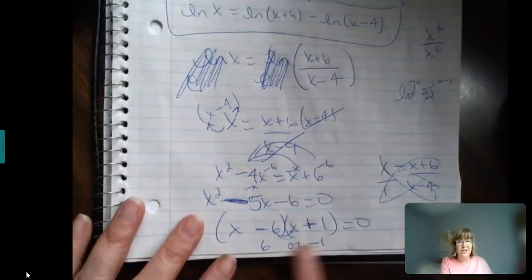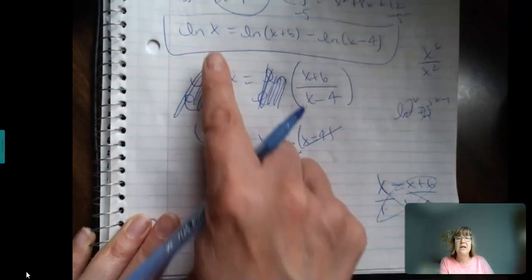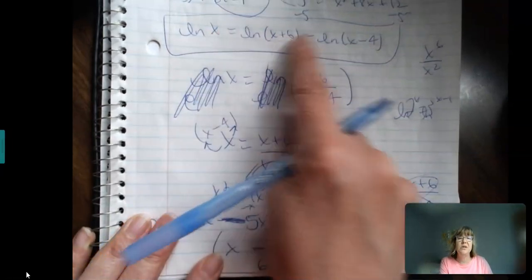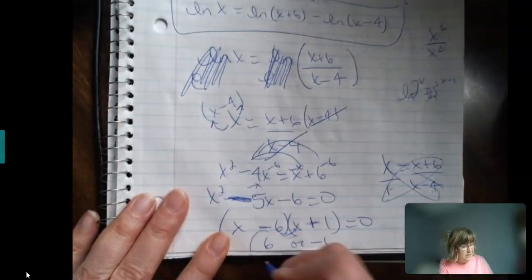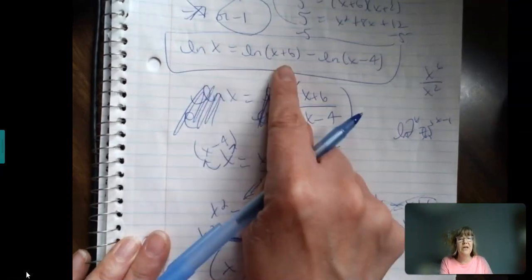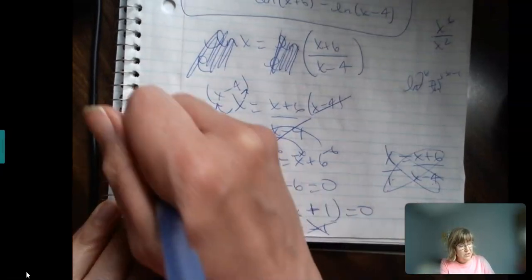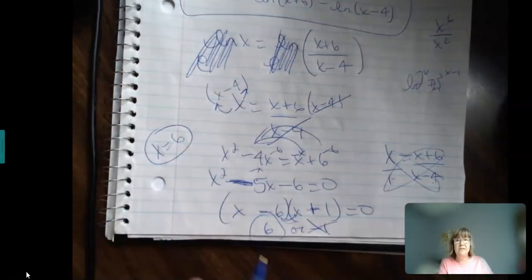Now, don't rule these out until you check. Okay, so let's go back to our beginning. 6 is okay here, 6 is okay here, 6 is okay here. So I think 6 is a good answer. -1 is not okay there. All right, it's okay here, but it's not okay here. All right, so -1 is out. So my only answer is 6.